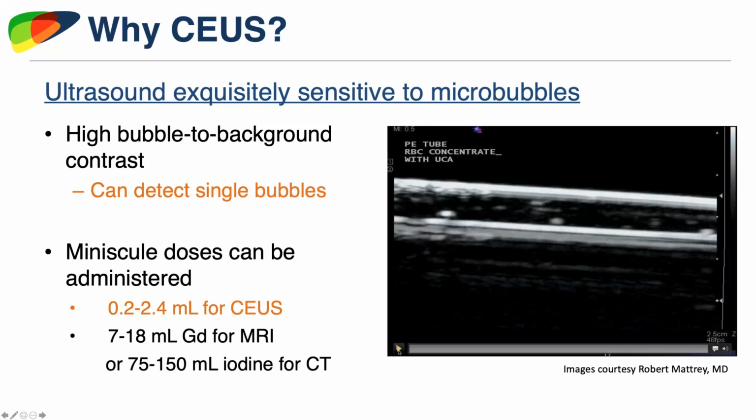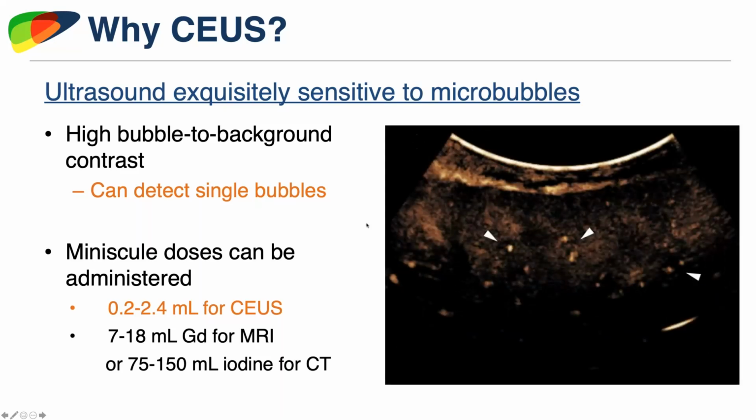individual bubbles, not just in vitro, such as in this video clip here, where you can see small individual bubbles in this micropipette. Again, these are only 3 to 5 microns in size, but you can see it in vivo as well. This is a renal transplant, but you can see individual bubbles, again 3 to 5 microns, in this background of a nearly washed out transplant. Because of this, we're able to administer very, very small doses of contrast, on the order of just 0.2 to 2.4 milliliters, depending on your formulation, as opposed to 10 or 100 times that for MRI and CT agents, respectively.